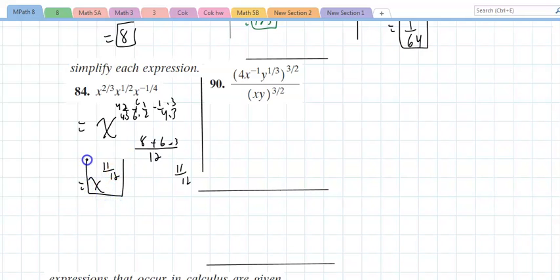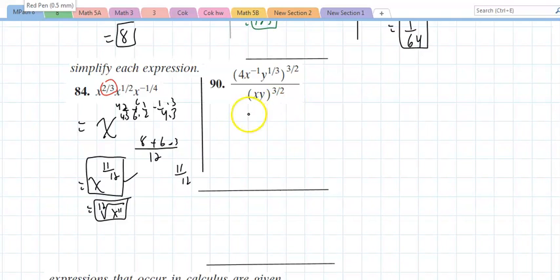That's a fine answer. The rule is, if you start the problem with fractional powers, you could leave the answer with fractional powers, but I'm going to write an extra step. You could say, if you wish, you don't have to, this is the 12th root of x to the 11. But this is a fine answer.